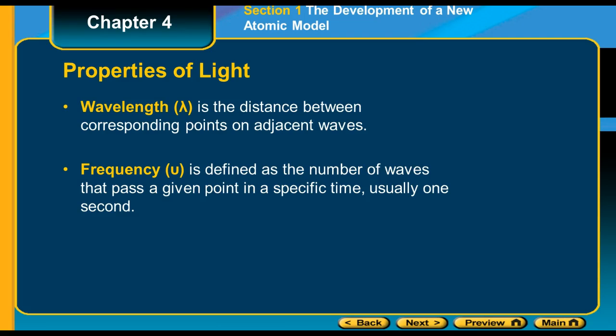Frequency is a cursive looking v, but it is nu, the Greek letter, and it's defined as the number of waves that pass a given point in a specific amount of time, usually 1 second. So if you pick 1 second and you measure how many waves go past that point, that is the frequency.